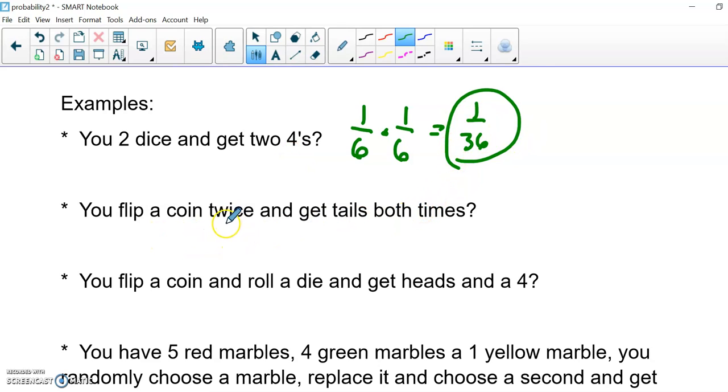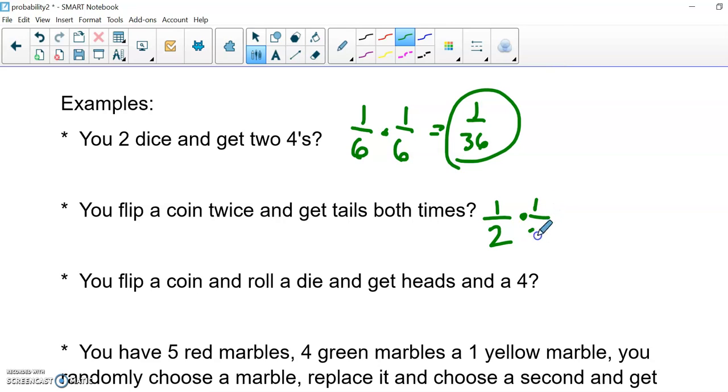You flip a coin twice and get tails both times. So what's the probability you'll get tails the first time? Favorable is 1 out of 2 possible outcomes, and then you do it again, and it has no impact on the second time.